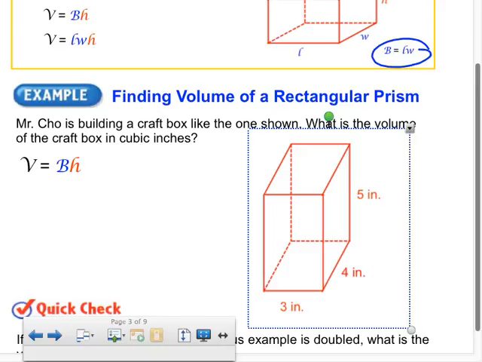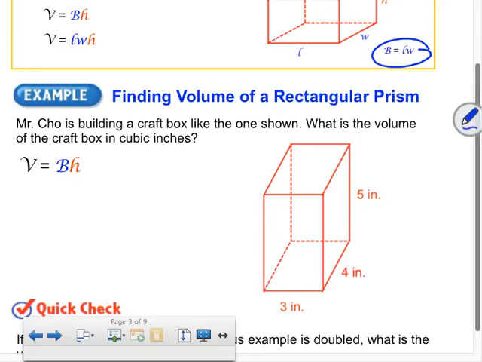I need you guys to find, first of all, the base area. So that bottom face down here, we need to find B. What's B going to be? 12 what? Inches. Not just inches. We're talking about area. 12 inches squared. Okay. Are we good? 12 inches squared. So now we know the base area.